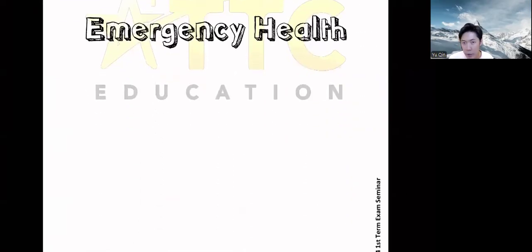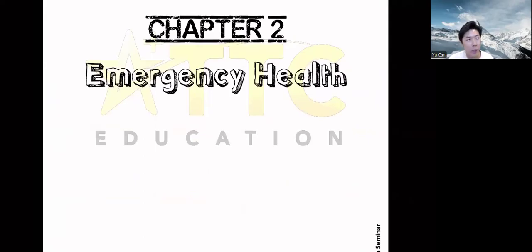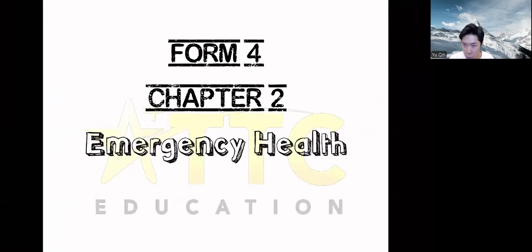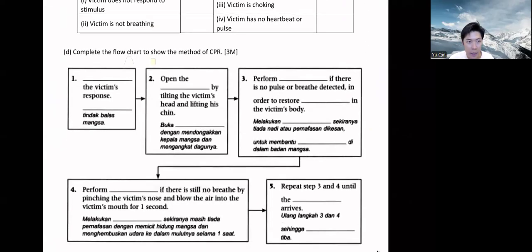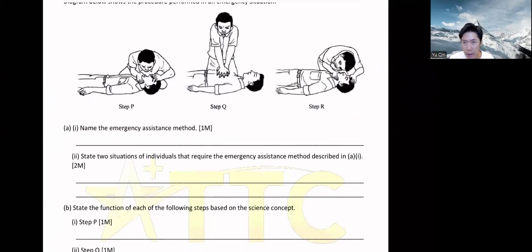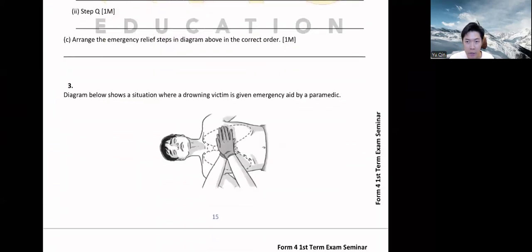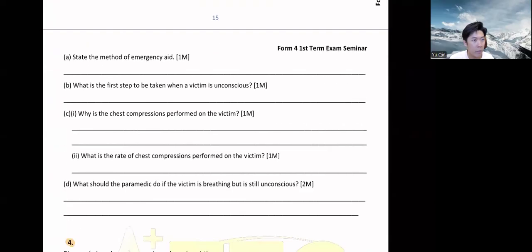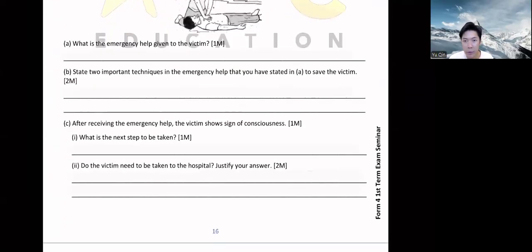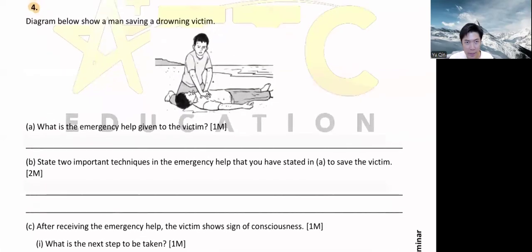I think we go to chapter 2. I think chapter 2 is very straightforward. Chapter 2, we have only 2 subtopics: Heimlich maneuver and what else? CPR. Okay, let's do CPR first. So you want to turn to page 16.